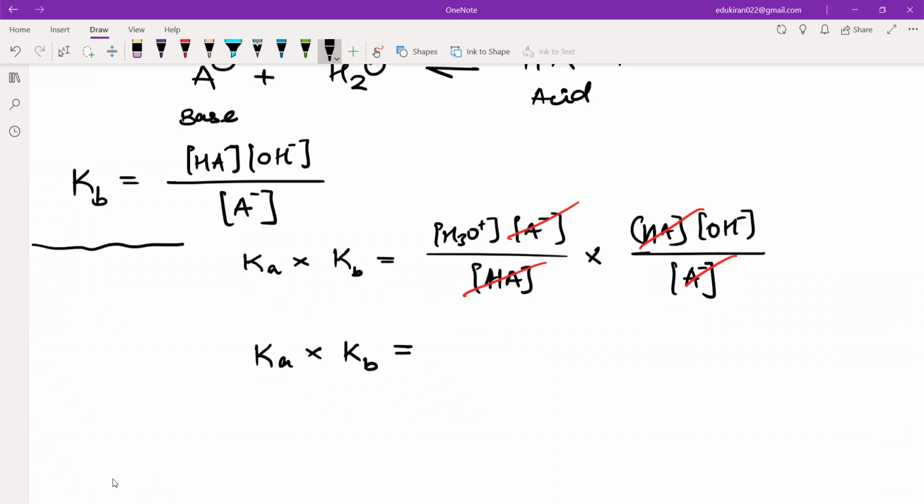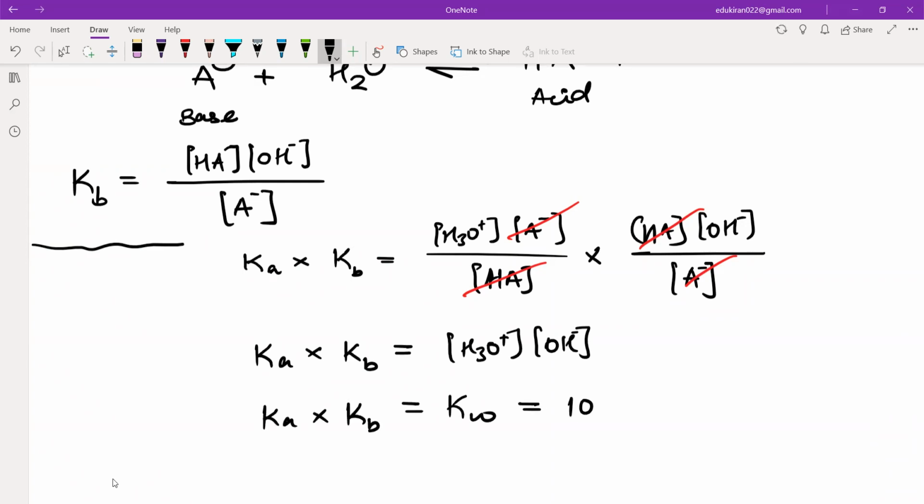This is equal to the concentration of H3O positive into the concentration of OH negative. And what is this? This is nothing but Kw. So the product of Ka and Kb is equal to Kw, which is equal to 10 to the power minus 14.